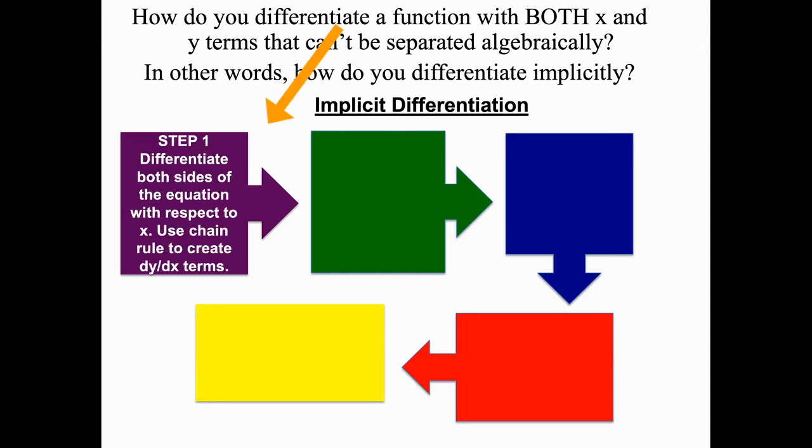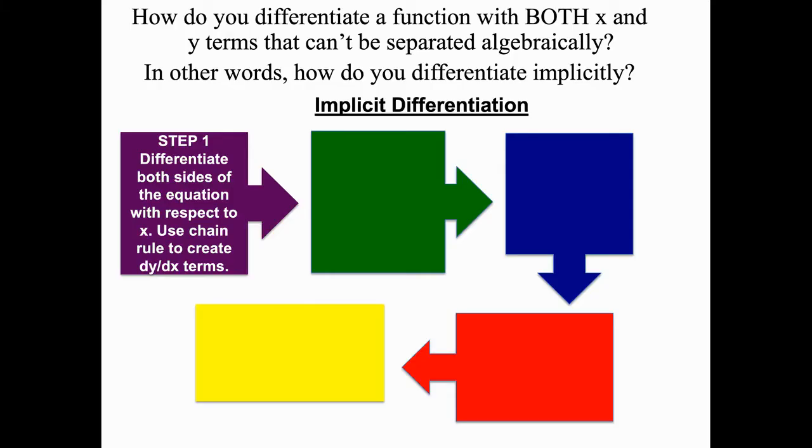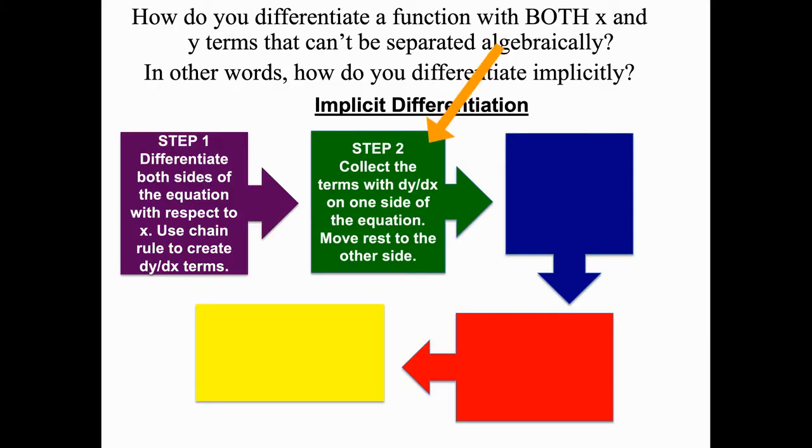The first step is to take the derivative on both sides with respect to x. Here's the big factor though: you have to use chain rule in order to create the dy/dx terms. In step 2, you collect all the terms that have dy/dx in them to one side of the equation and move everything else to the other side.